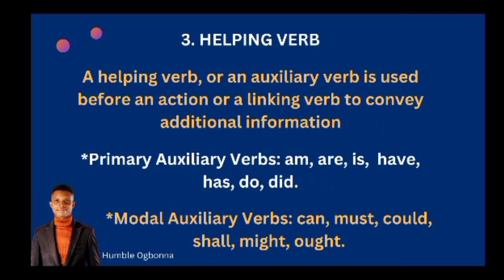Number 3, helping verbs. As the name implied, helping verbs are verbs that are helping the main verbs or the action verbs. A helping verb is used before an action or a linking verb to convey additional information. We have primary auxiliary verbs like am, are, is, have, has, do, did. Example: he is eating. Is is helping eating, which is the action verb. I am going home. Going is the action verb there. Am is assisting or helping it. It is serving as an auxiliary verb.